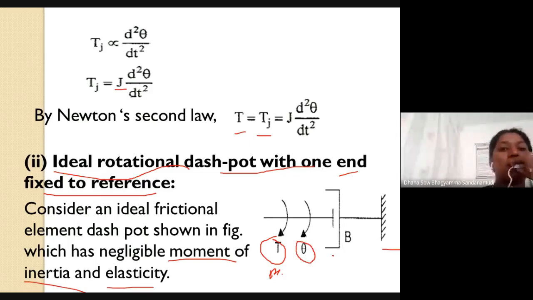Message me if there is any disturbance. If there is any disturbance, inform. Are you able to hear me?